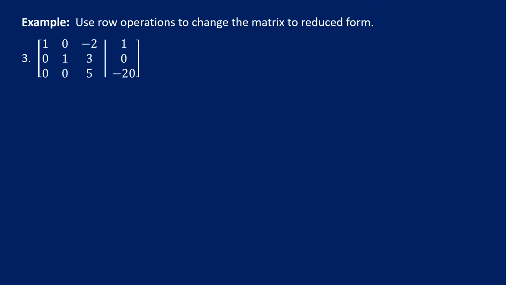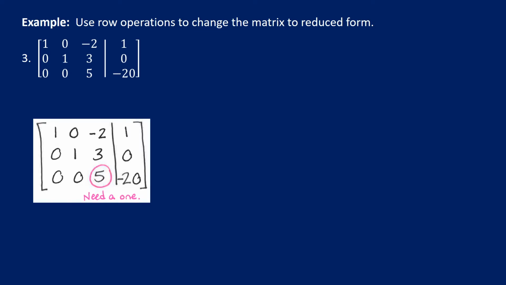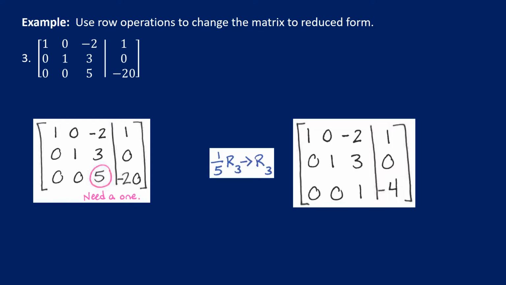Let's check now to make sure that the leftmost non-zero element in every row is a 1. Row 1 and row 2 both satisfy that condition. Row 3 is the problem. We have 0, 0, 5. We need 0, 0, 1. So we need to change that 5 to a 1. We're going to do that by multiplying row 3 by the reciprocal of 5. So 1/5 row 3 will replace row 3. And when I do that, that's going to give me a new row 3 of 0, 0, 1, negative 4.